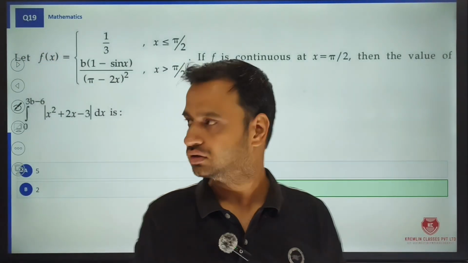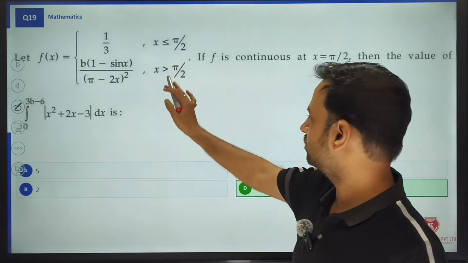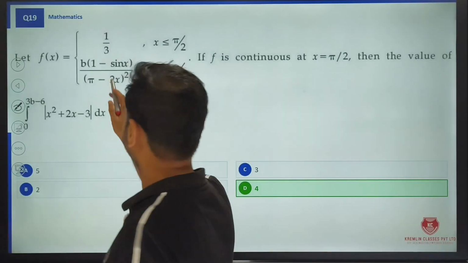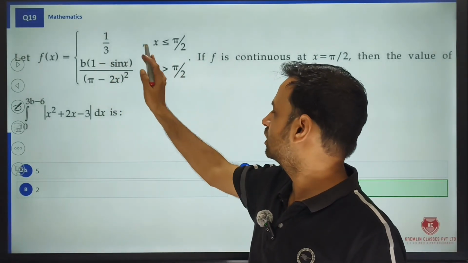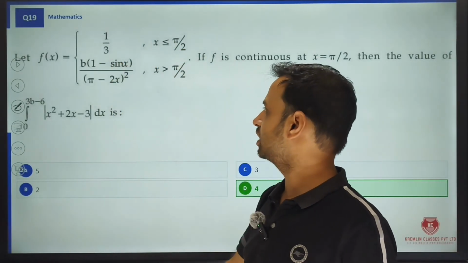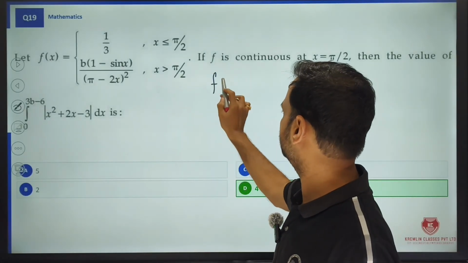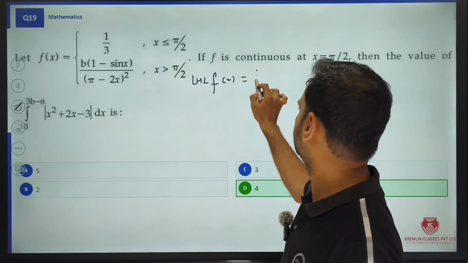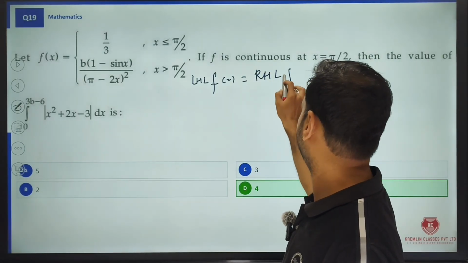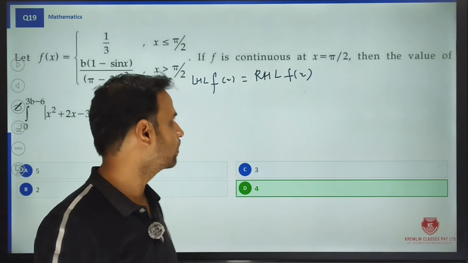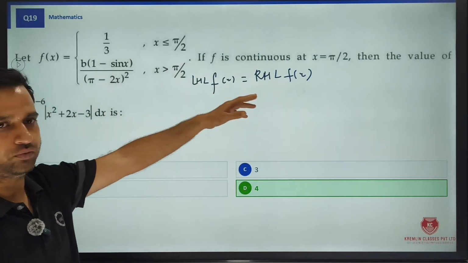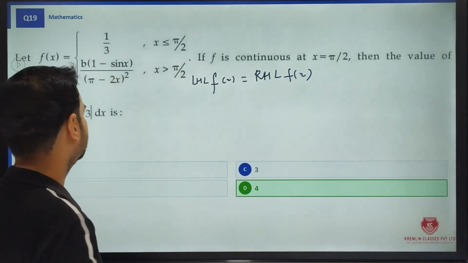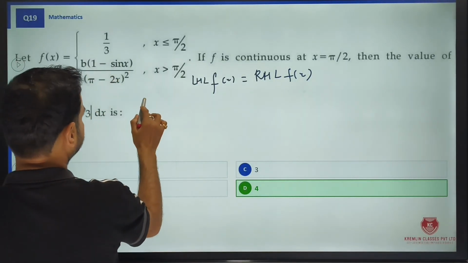This is again a mix of continuity and integral. So first we have to solve this continuity. Less than pi by 2, it is 1 by 3, greater than. So if it is continuous, then LHL of f(x) should be equal to RHL of f(x). We need not use f of pi by 2 because we can fulfill our condition only by LHL and RHL. What is LHL?